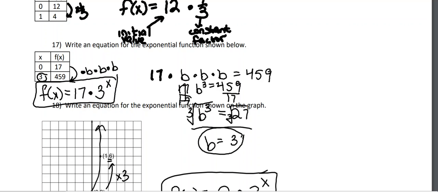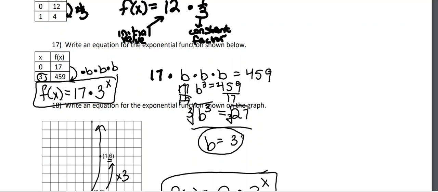So that means we started with 17. We multiplied our factor once to get 1 point. I don't know what that point was. Multiply by that factor again. We don't have that point either. We multiply by the factor a third time and got the output of 459. So 17 times b times b times b is 459. 17 times b to the third power is 459, and we used inverse operations to solve that.